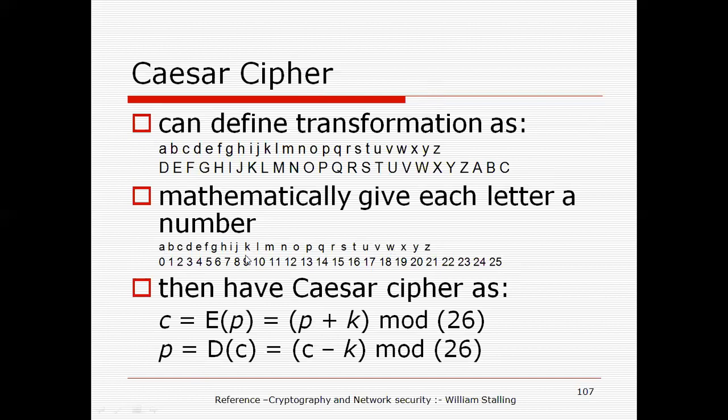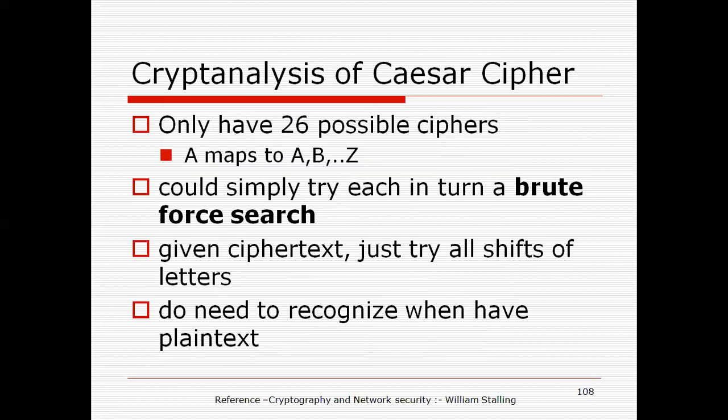Now, to perform the shift operation, we use the concept E of P, that is, plain text plus key mod 26, because there are a total of 26 characters here. So P is the plain text number, K is nothing but the key, and we perform the encryption operation. Now for the decryption operation, we take the ciphertext and subtract the key, mod 26. By performing this operation, we get the plain text. So it has only 26 characters.